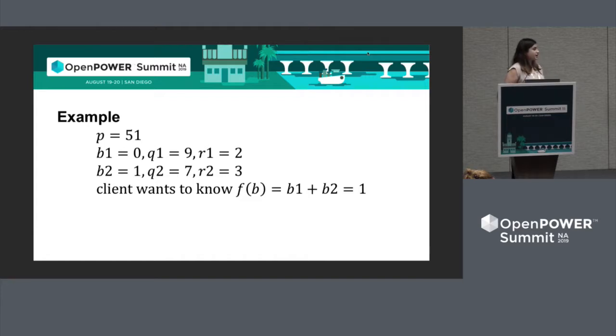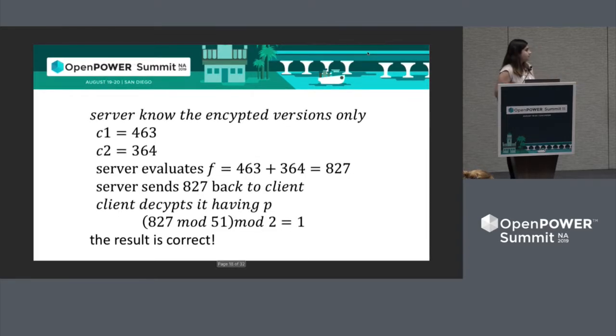So we produce our Q and R random numbers, and we encrypt our B1 and B2 and send them to the server. B1 plus B2 equals 1 is what we are hoping to get from this. So let's see what the server does. Our encrypted values are going to be 463 and 364. These are the values that the server is getting, not 1 and 0. So the server knows to add these, so it gives out 827 and gives it back to the client.